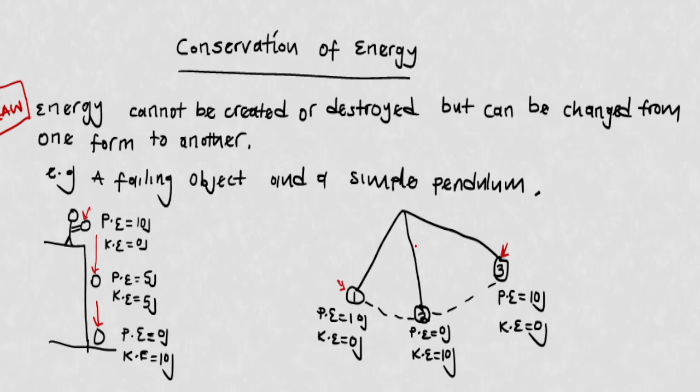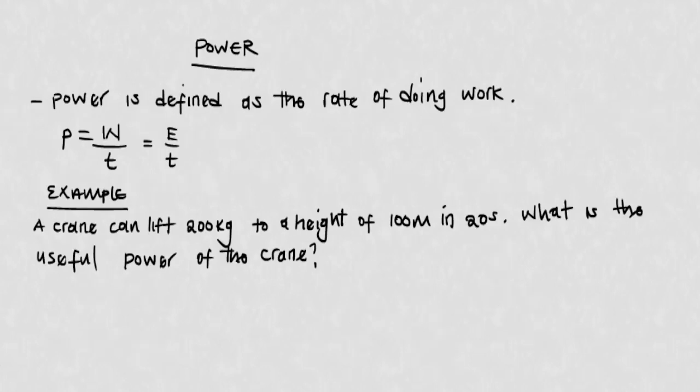Alright, so now lastly we're going to look at something else, which is called power. So that's the last subtopic. What is power? Power is defined as the rate of doing work. So we're saying power can be measured by work done over time taken, or we can say the energy, because both work and energy are measured in joules, so the energy over the time taken.